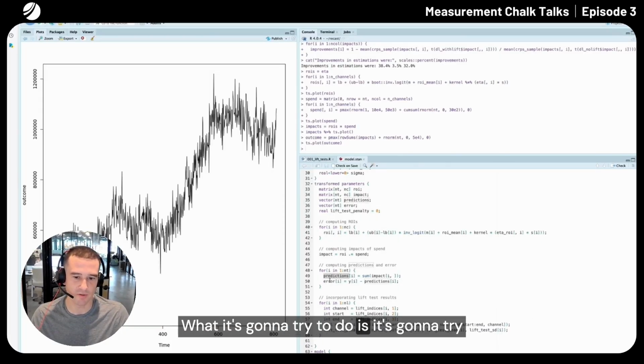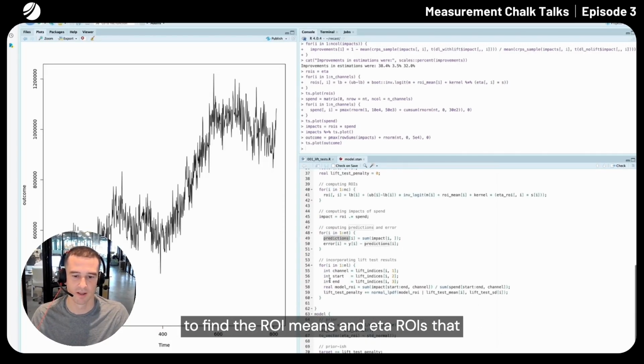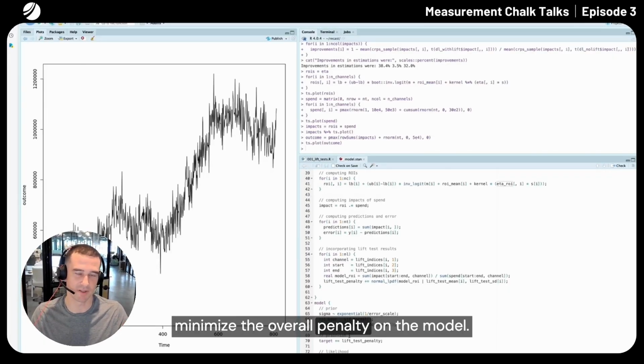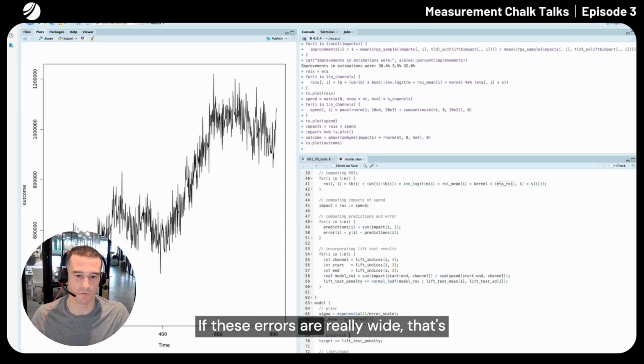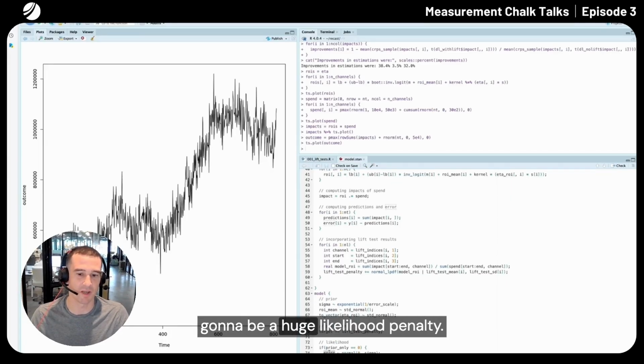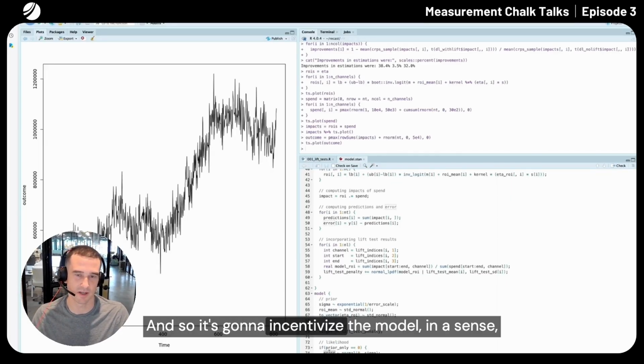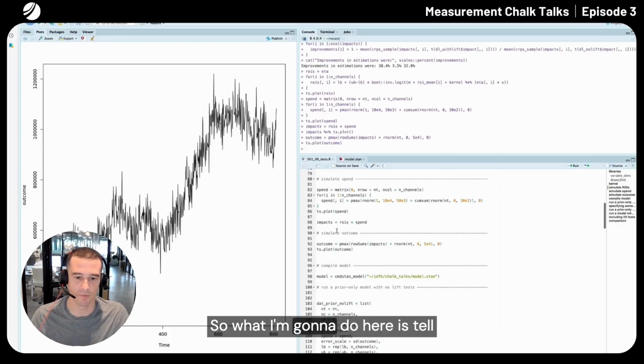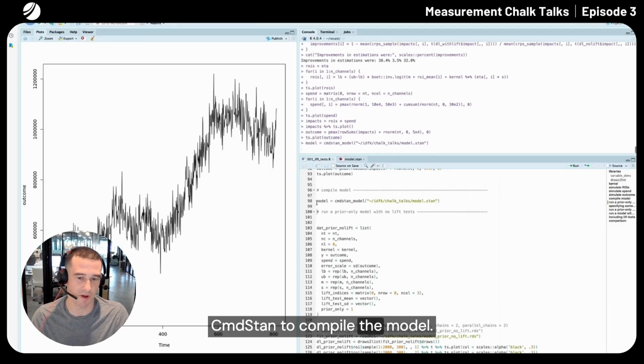What it's going to try to do is find the ROI means and eta ROIs that minimize the overall penalty on the model. If these errors are really wide, that's going to be a huge likelihood penalty. And so it's going to incentivize the model, in a sense, to find these eta ROIs and these ROI means that do a better job of minimizing the errors, but that also correspond to the priors that we've specified. So what I'm going to do here is tell Stan to compile the model.